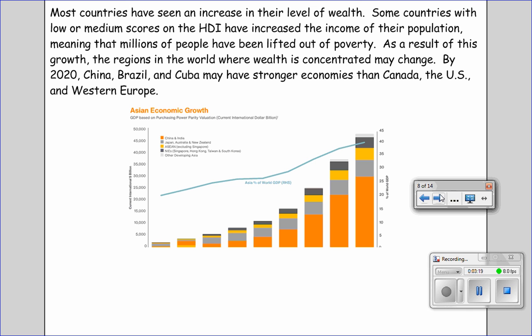Most countries have seen an increase in their level of wealth. Some countries with low or medium scores on the HDI have increased the income of their population, meaning that millions of people have been lifted out of poverty. As a result of this growth, the regions in the world where wealth is concentrated may change. By 2020, China, Brazil, and Cuba may have stronger economies than Canada, the US, and Western Europe.